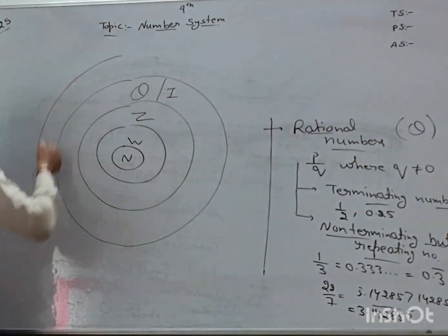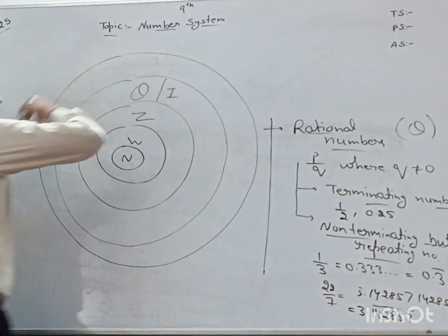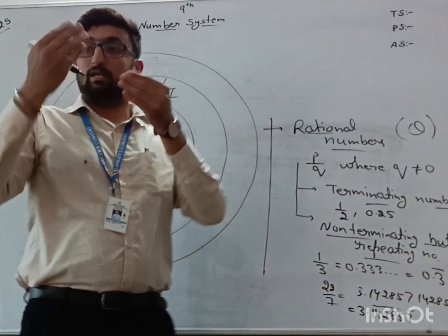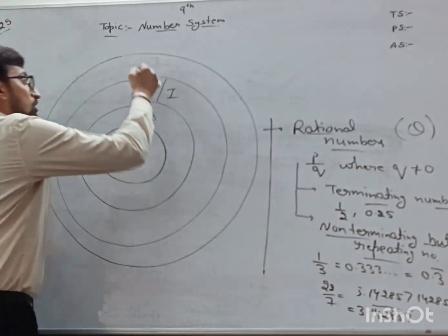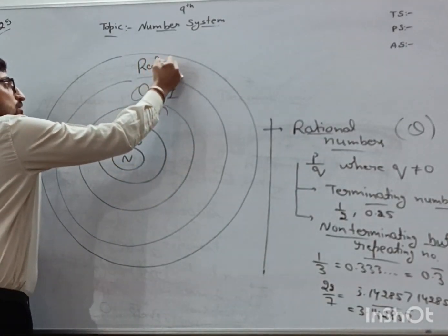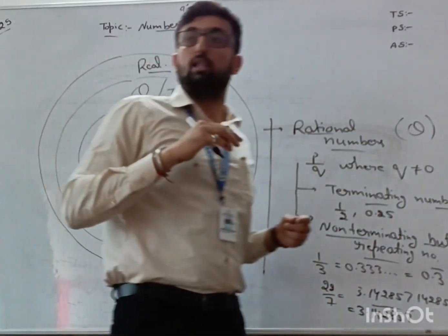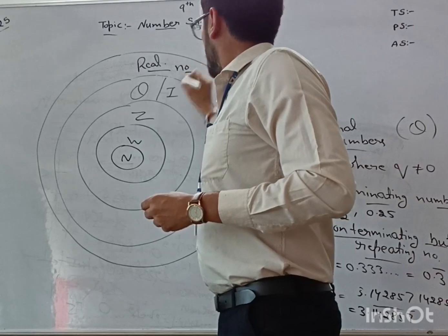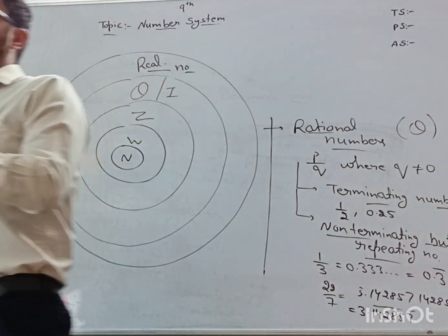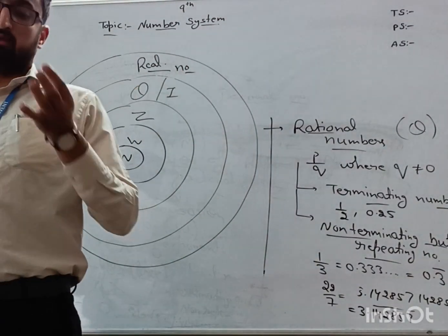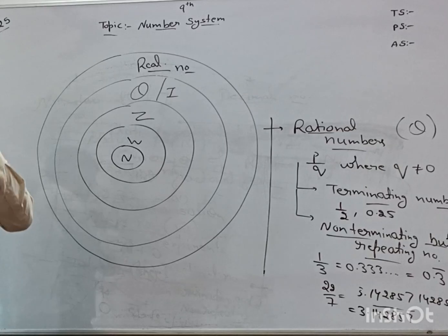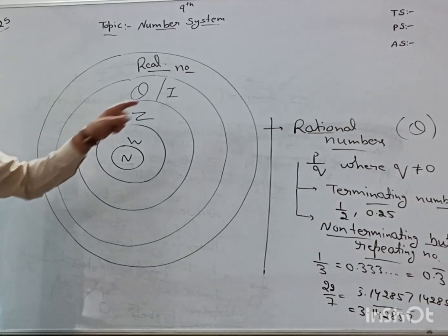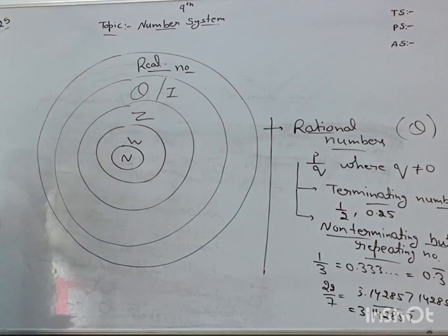And then all such numbers come under which concept? So always remember, the grandfather of all numbers is real numbers. Meaning all numbers which can be plotted on the number line, whether natural, whole number, integer, rational or irrational, are nothing but real numbers.